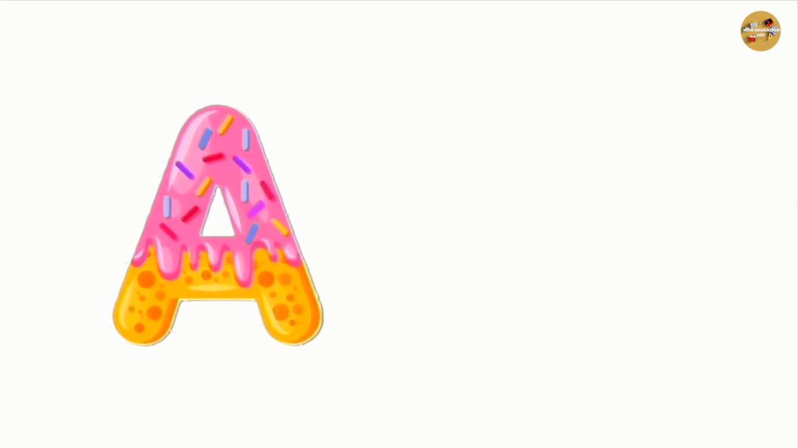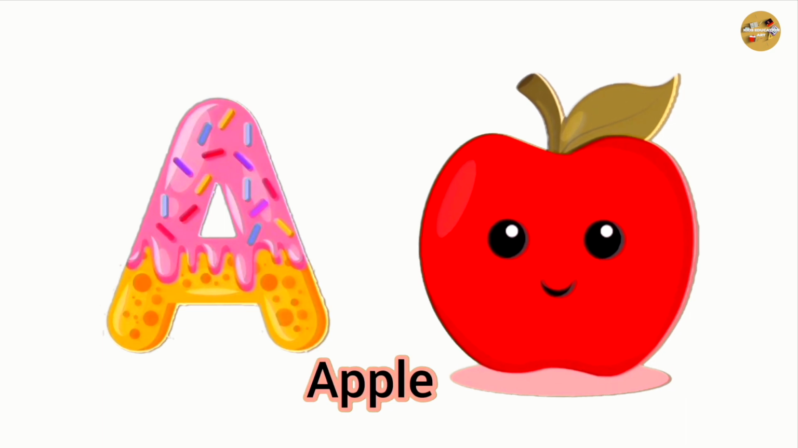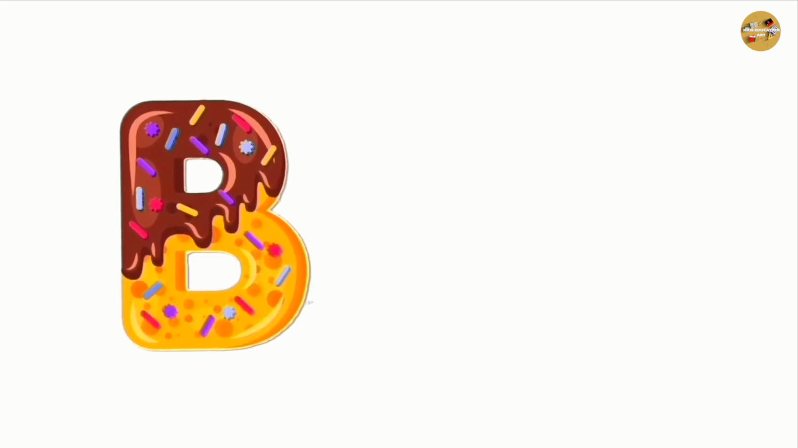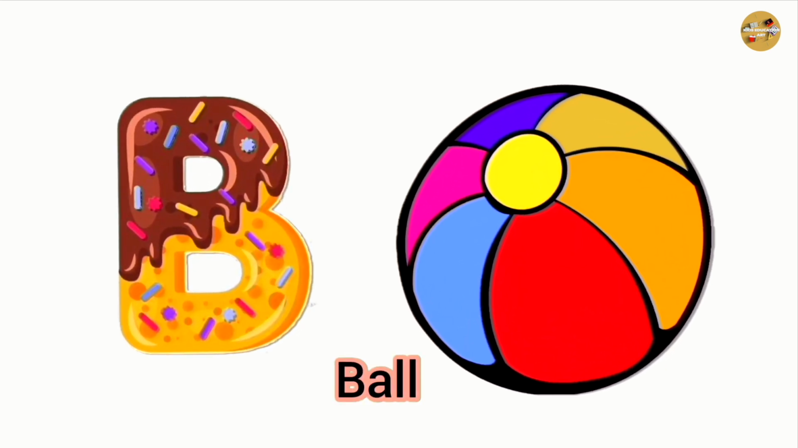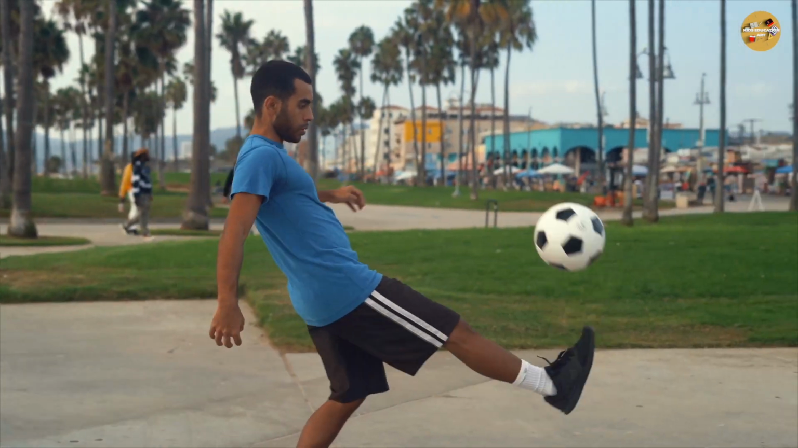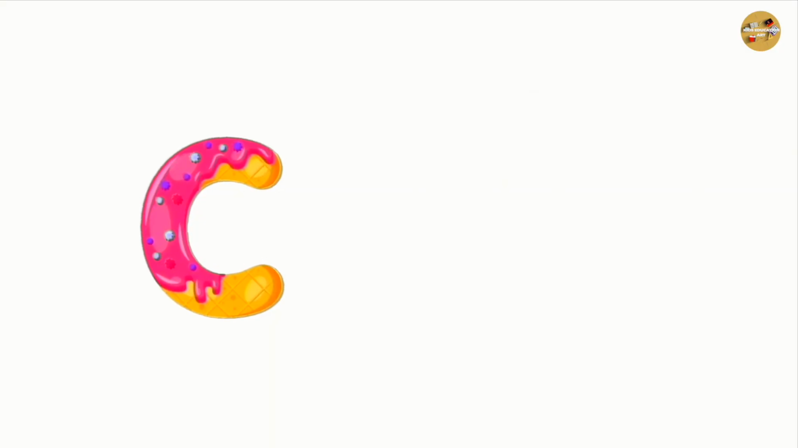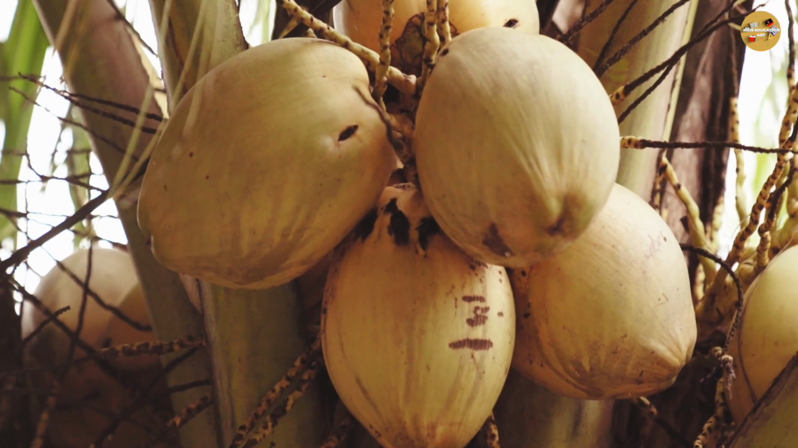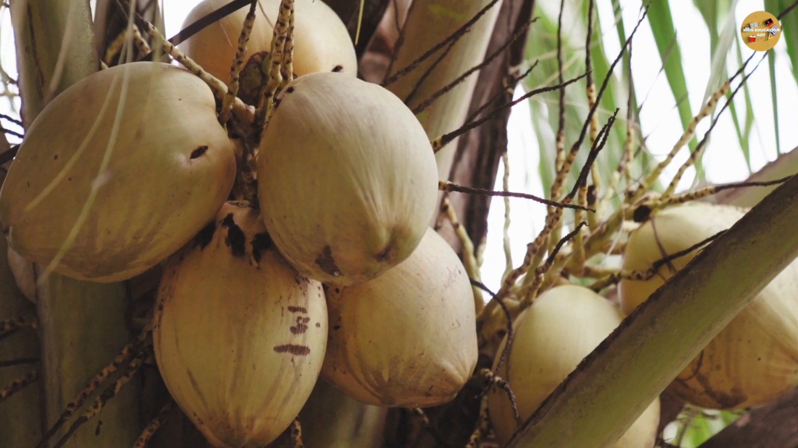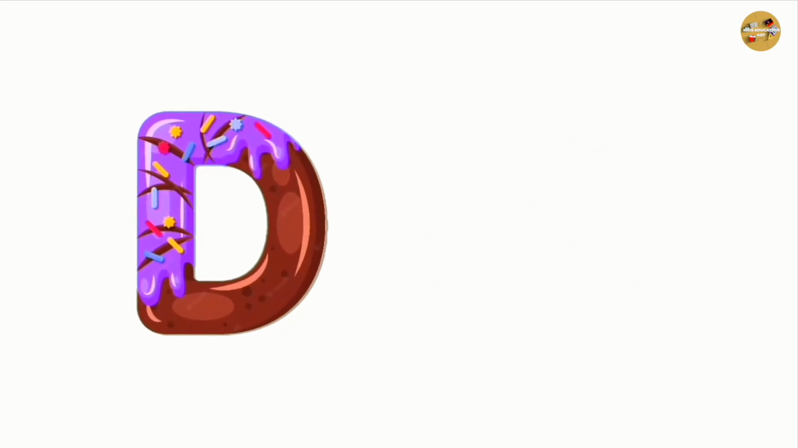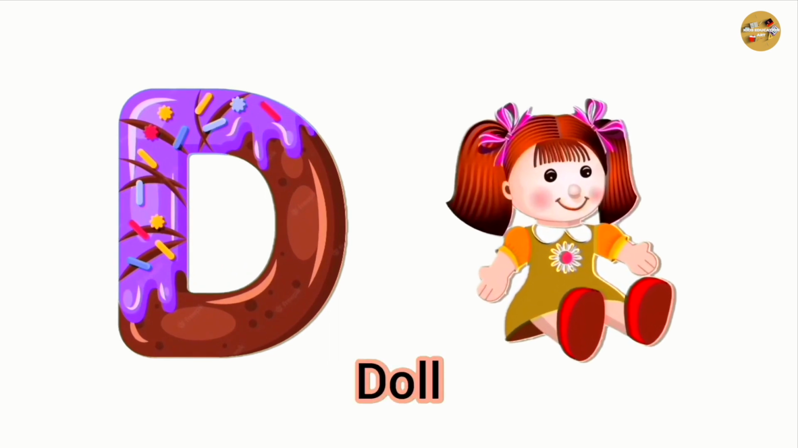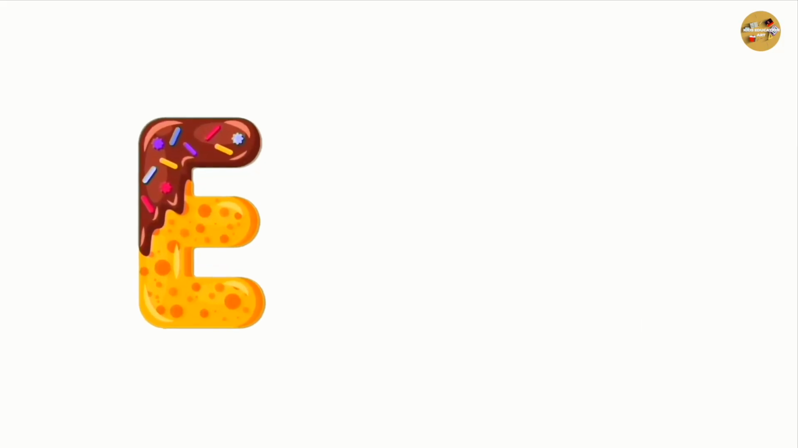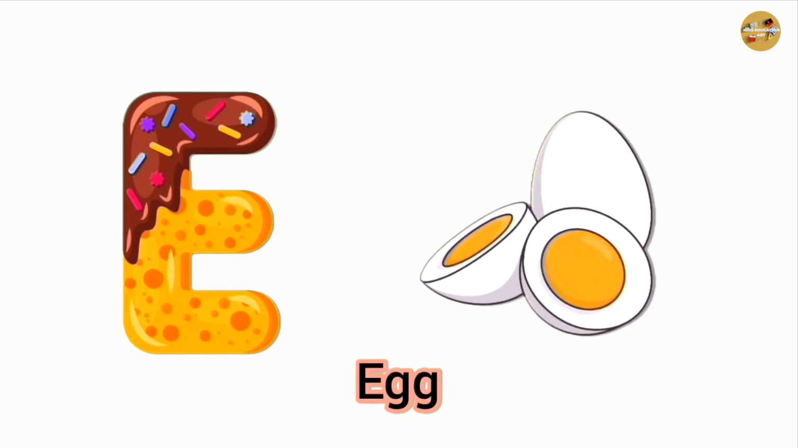A. A is for apple. B. B is for ball. C. C is for coconut. D. D is for doll. E. E is for egg.